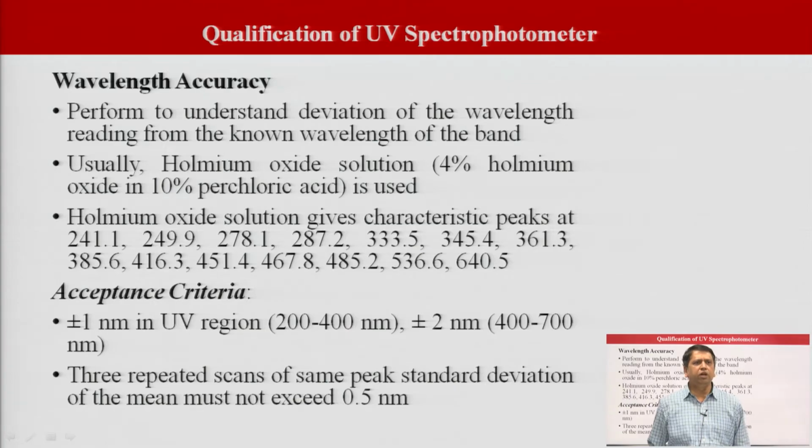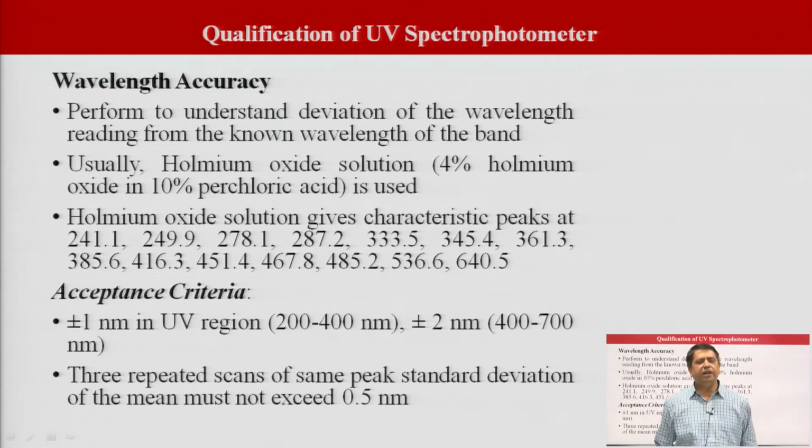The unique property of the holmium oxide solution is that it gives characteristic peaks at different wavelengths, that is 241.1, 249.9, as you can see on the board also. These are the different wavelengths at which holmium oxide solution gives the characteristic peaks. So, if the UV spectrophotometer is working properly, the holmium oxide solution which we have run in the UV spectrophotometer should give wavelengths very close to these values, and that is the basis of performing this test.